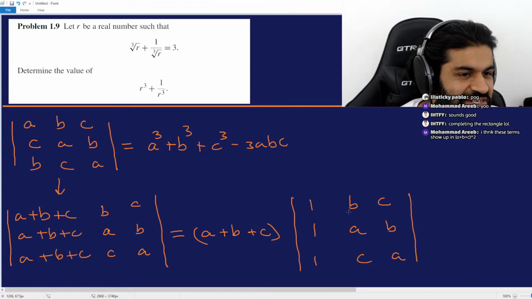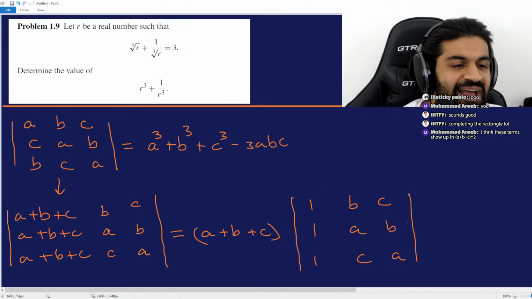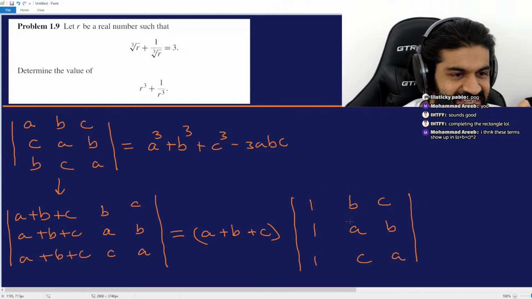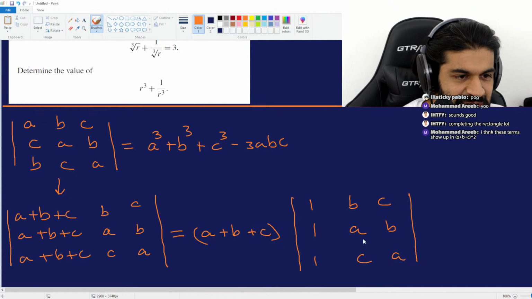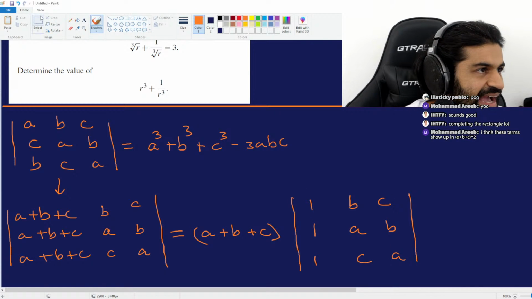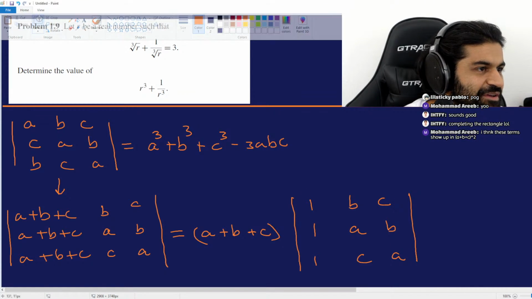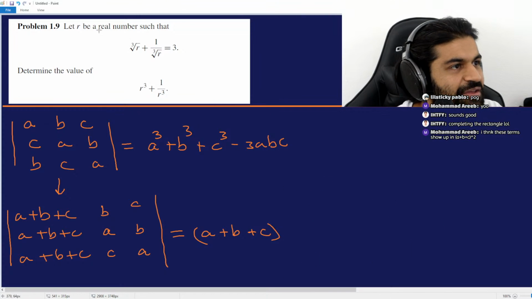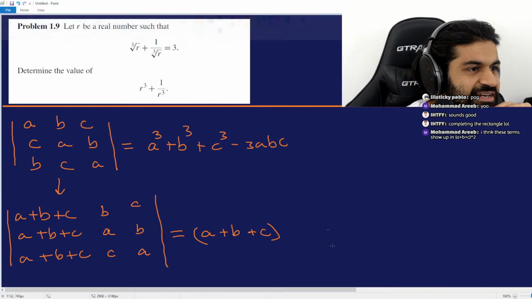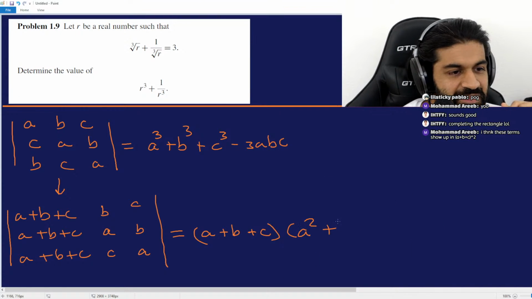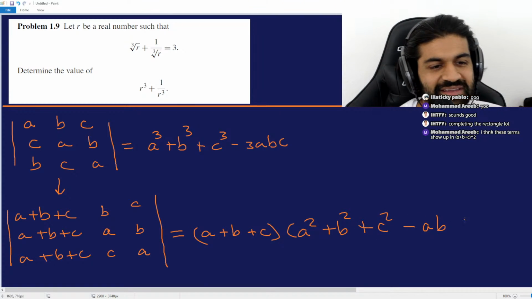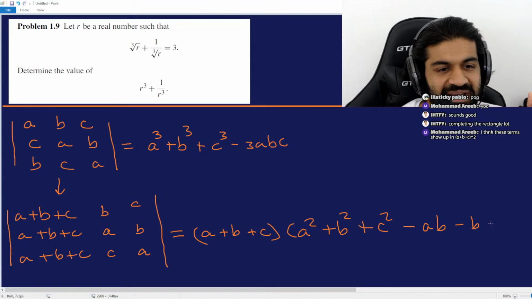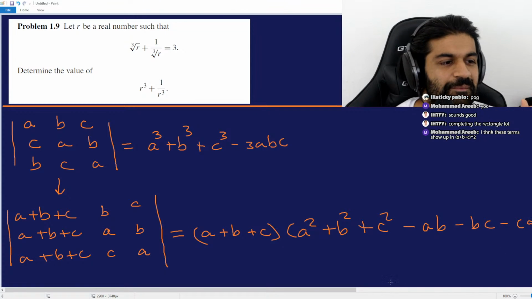And now, what's the determinant of this one going to be? Well, you can check very quickly that the determinant of this is just going to be a squared minus bc, b squared minus ac, and c squared minus ba. So if you clear this out, you get very quickly that this is just a squared plus b squared plus c squared, minus kind of all the pairwise terms. So ab minus bc minus ca.